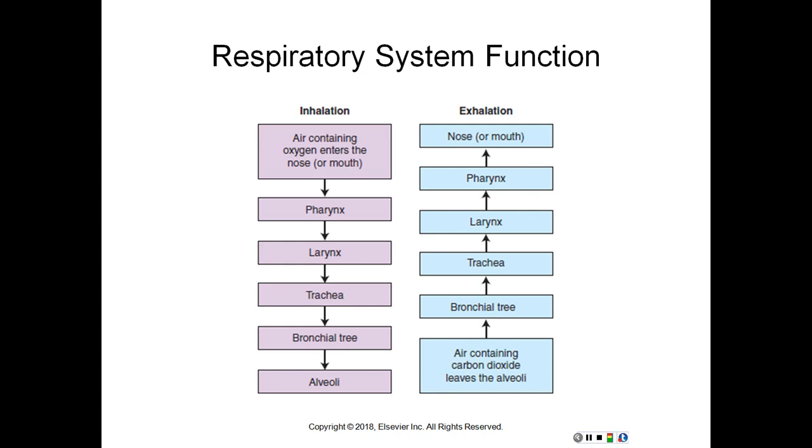So start from the bottom. So air containing carbon dioxide leaves the alveoli, then it goes through the bronchial tree, trachea, larynx, pharynx, and then exits through the nose or the mouth.